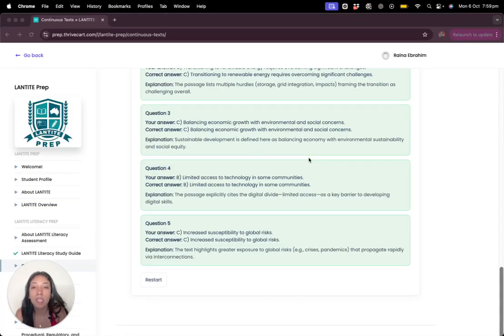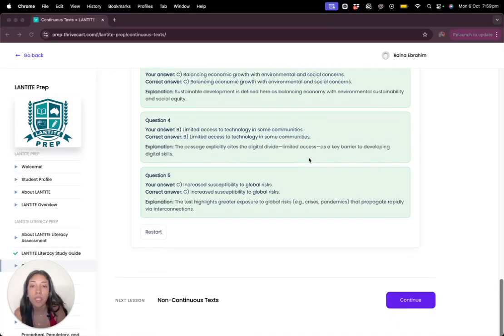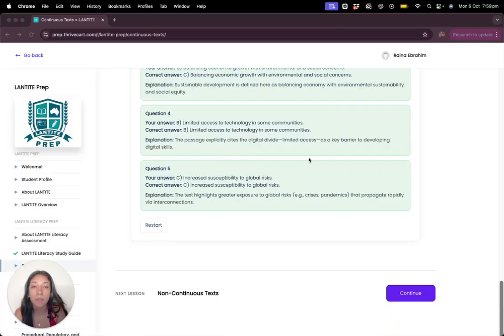Then we have balancing economic growth with environmental concerns. Sustainable development is defined here as balancing the economy with environmental sustainability and social equity. Then we have limited access to technology in some communities. The passage explicitly cites the digital divide, limited access as a key barrier to developing digital skills. Then we have increased susceptibility to global risks. The text highlights greater exposure to global risks, for example, crises and pandemics that propagate rapidly via interconnectedness. So that's that one. Good job.